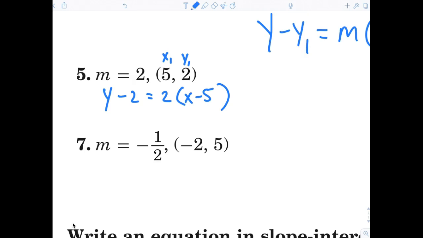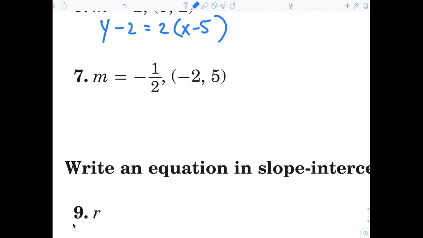So for question number 7, the answer would be what? Come on, together. y minus 5 equals -1/2 times x plus 2. Any questions with that?